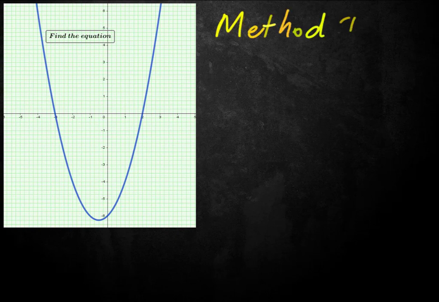For method 1, we are going to find the intersection of this curve with the x-axis. That means when that function is 0. For the zeros, we have x1 is equal to -3 and x2 is equal to 2.